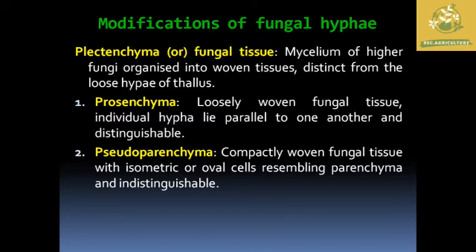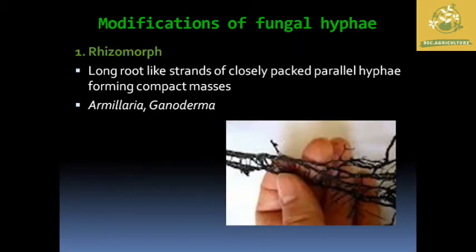They are the loosely woven fungal tissues with individual hyphae lying parallel to one another, and they are easily distinguishable. And after that we are going to see pseudoparenchyma, a compactly woven fungal tissue with isometric or oval cells resembling parenchyma, which are indistinguishable in pseudoparenchyma.